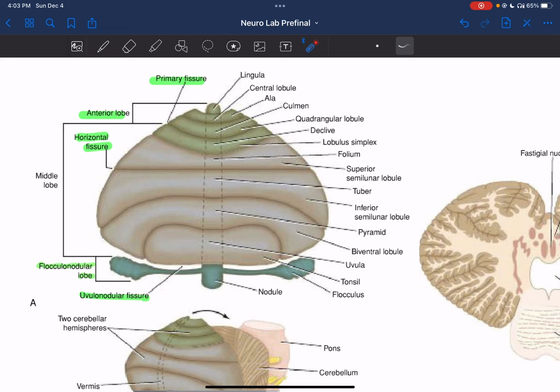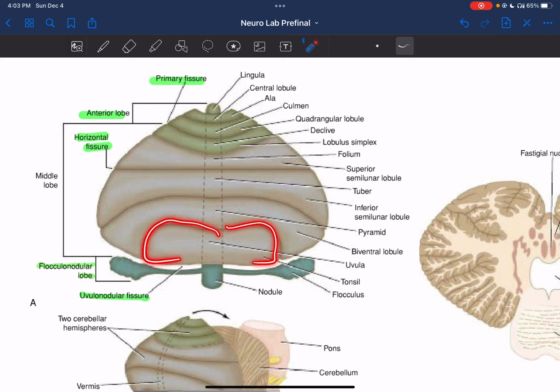Now, the vermis right here has different parts as the cerebellum progresses, starting from your lingula, central lobule, your culmen, the declive, the folium, the tuber, pyramid, uvula, and then the tonsil.